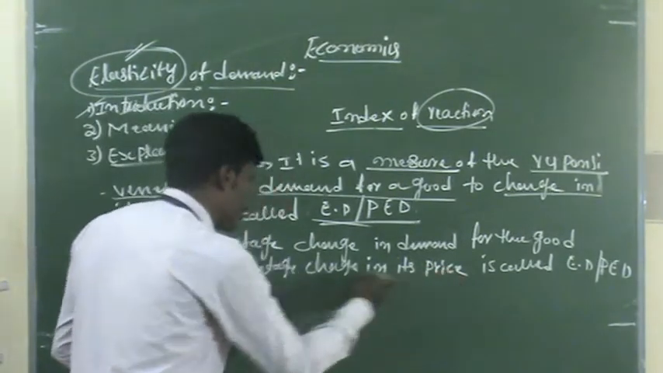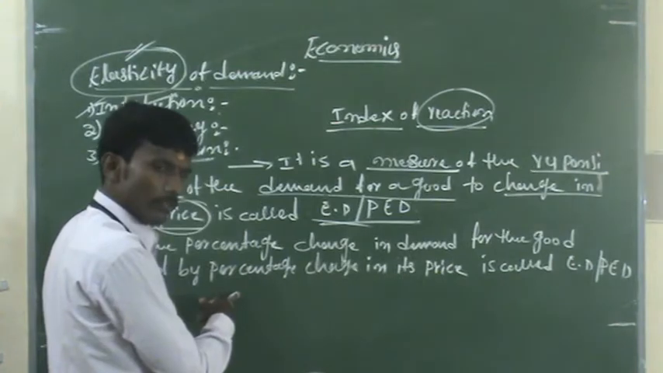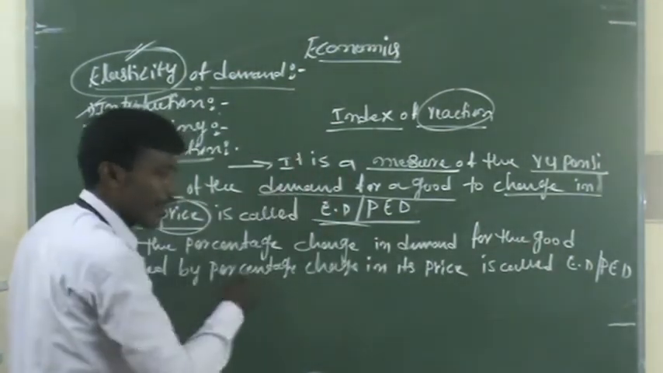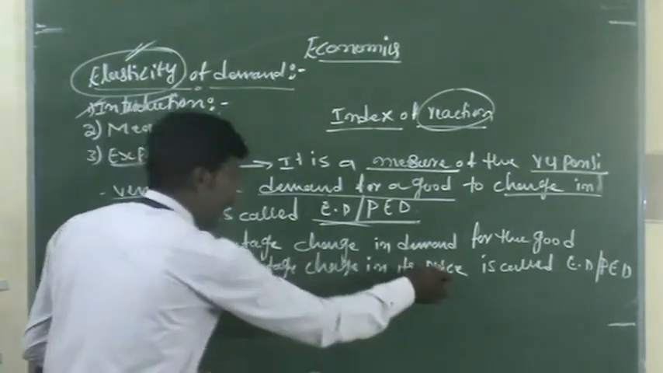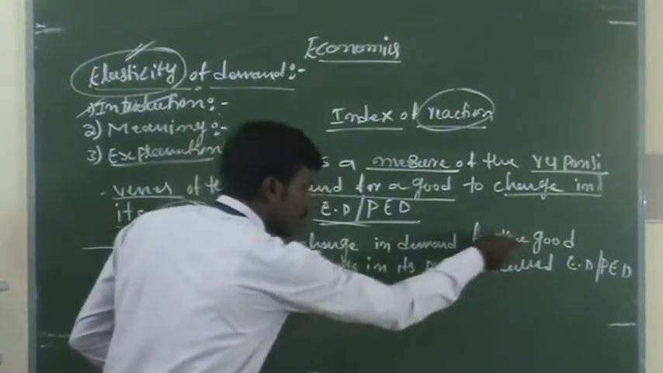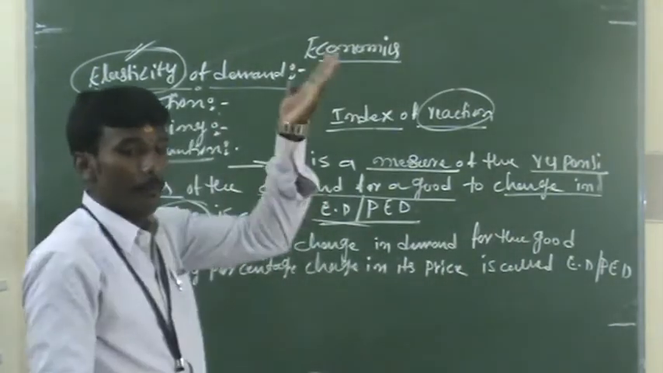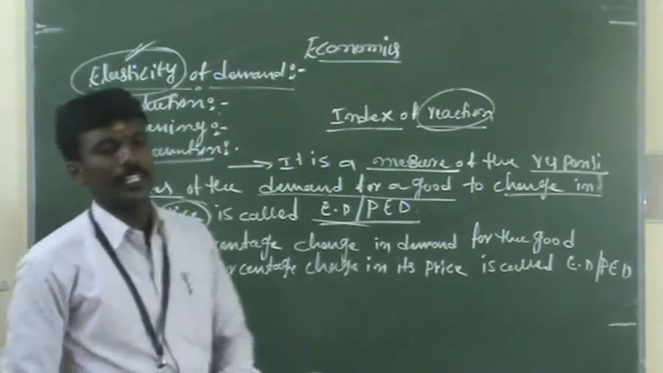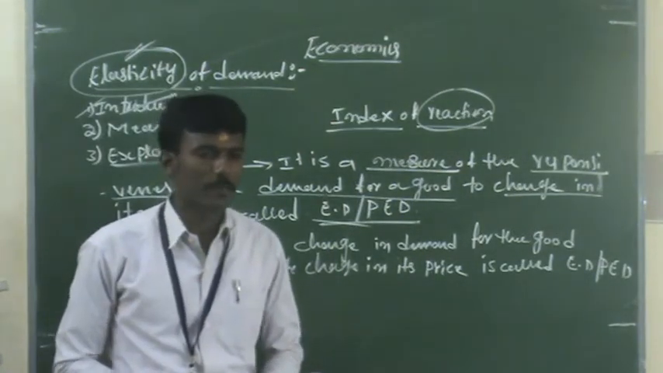ಬೆಲೆಯಲ್ಲಿ ಆಗ್ತಾ ಇರತಕ್ಕಂತ ಶೇಕಡಾವಾರು ಬದಲಾವಣೆಯನ್ನು ಬೇಡಿಕೆಯಲ್ಲಿ ಆಗ್ತಾ ಇರತಕ್ಕಂತ ಶೇಕಡಾವಾರು ಬದಲಾವಣೆಯನ್ನ ಬೈ ಮಾಡಿದಾಗ, ಡಿವೈಡೆಡ್ ಮಾಡಿದಾಗ ಸಿಗ್ತಕ್ಕಂಥದ್ದನ್ನೇ ನಾವು PED or price elasticity of demand ಅಂತ ಕರಿತೀವಿ.